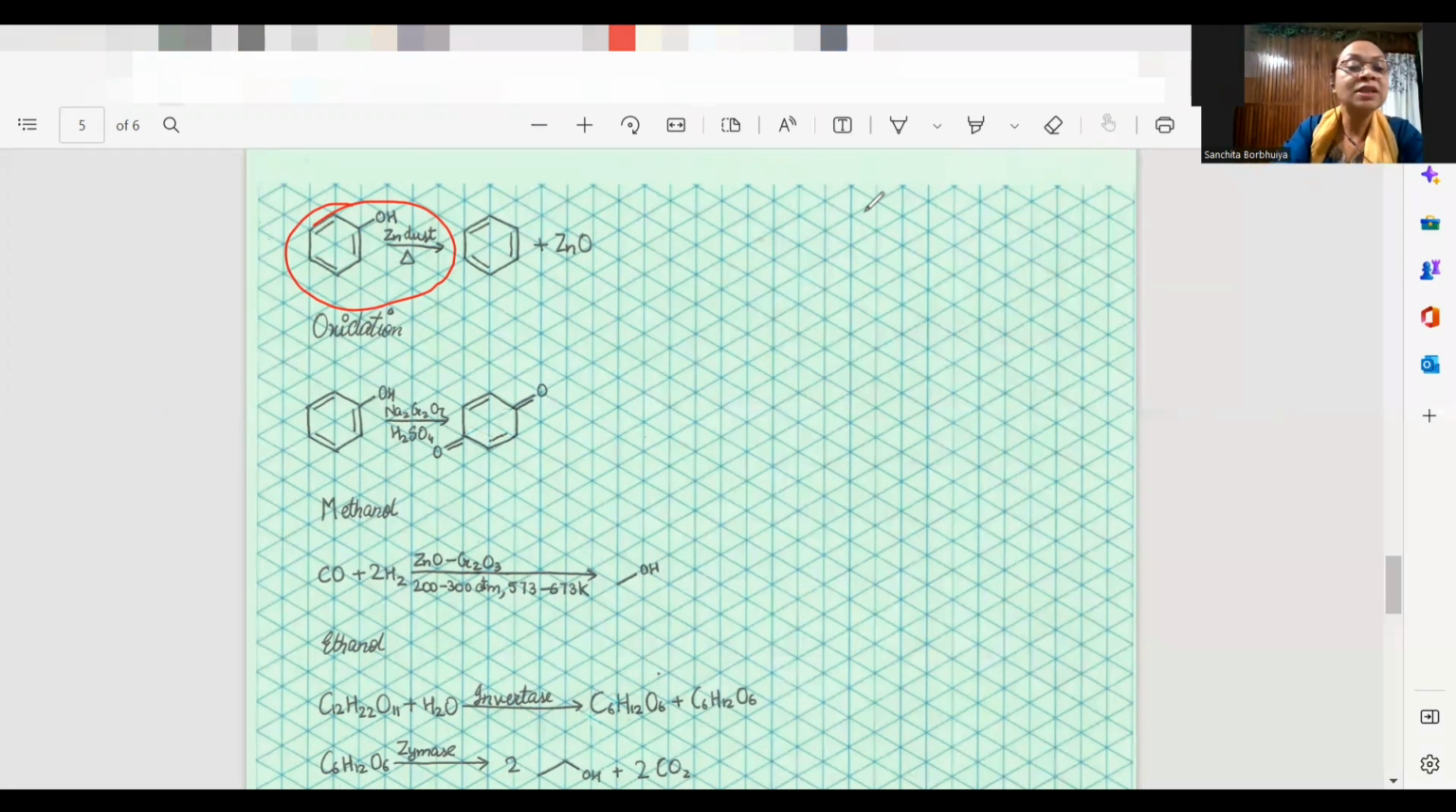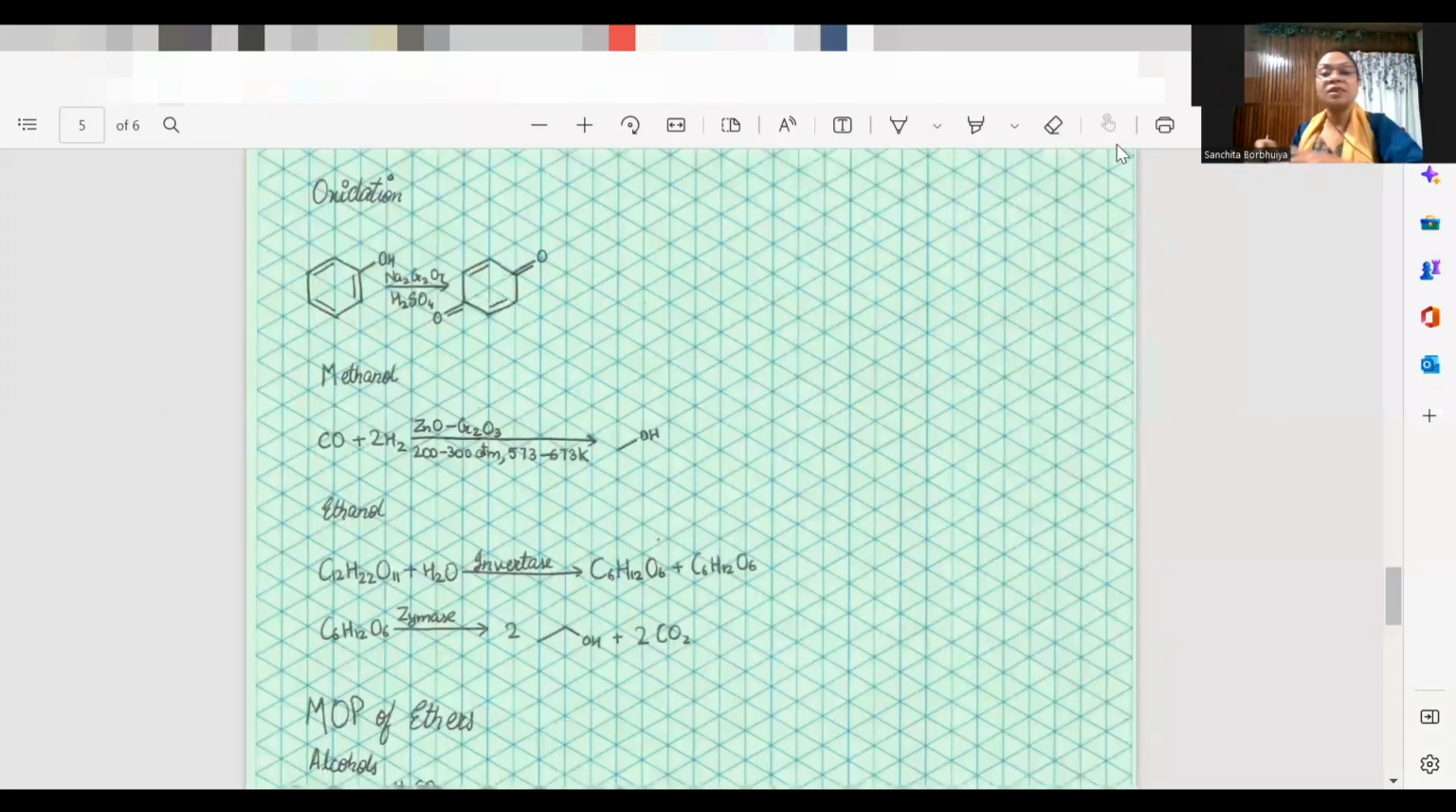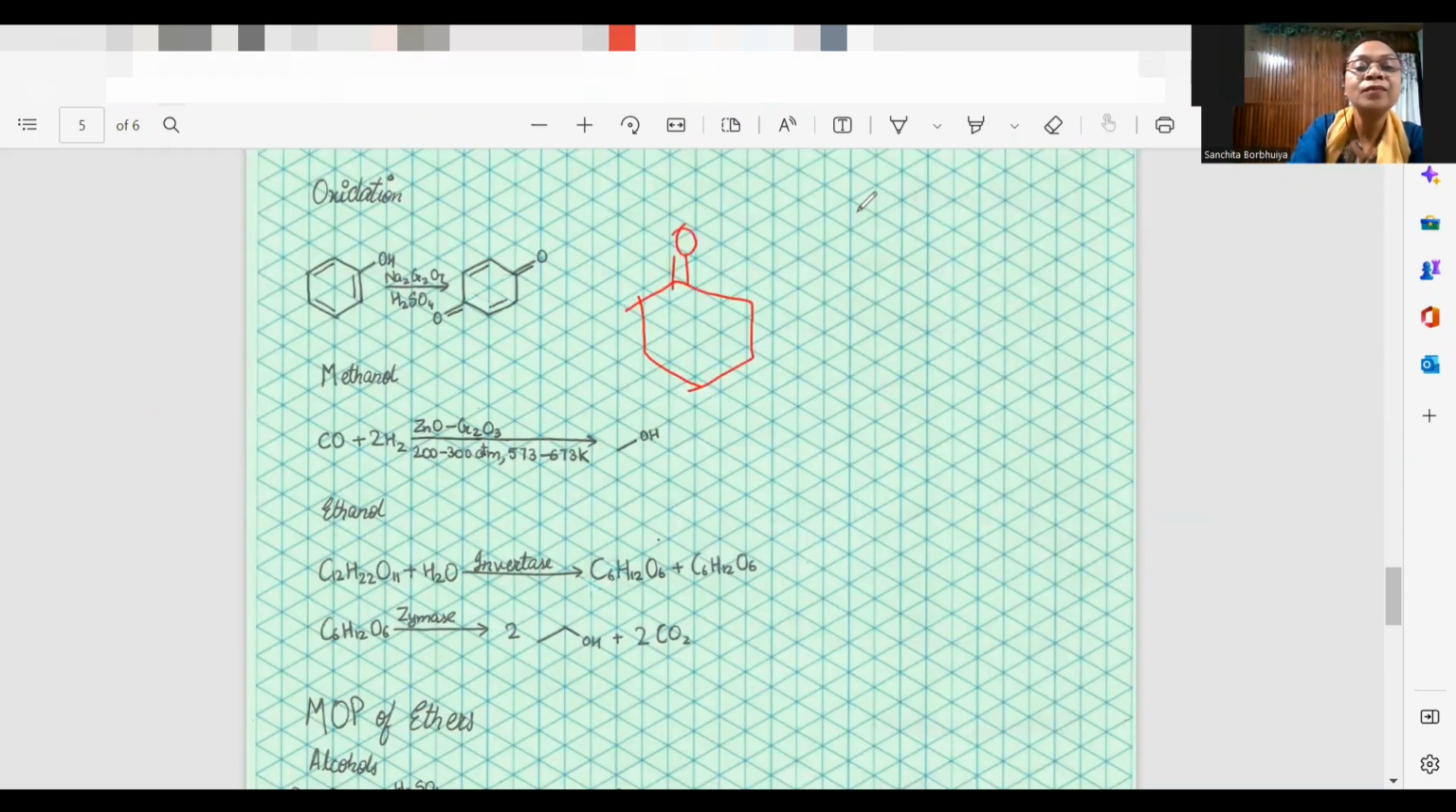And the last but not the least reaction is phenol undergoing a vigorous oxidation with sodium dichromate and sulfuric acid. So what you get is benzoquinone. This is benzoquinone. Remember, you have to be very careful about writing the bonds. Do not write it this way. This is wrong. See where exactly the bond positions are. So this is benzoquinone, which is the product of the reaction.